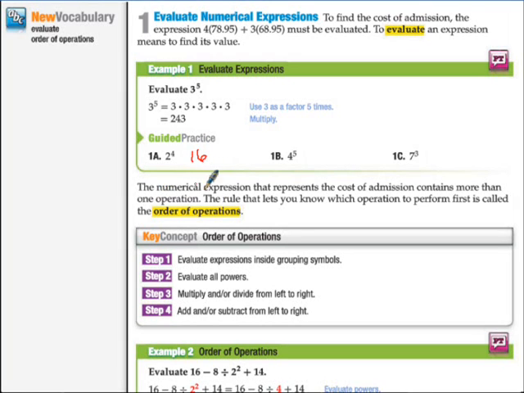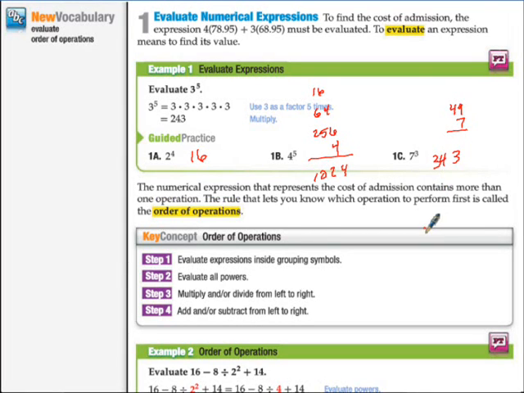Okay. 4 to the 5th. This might be a little bit harder for you, especially without a calculator. You could think of it, just do them one at a time. 4 times 4 is 16. Times 4 is 64. Times 4, you might not be able to do that one in your head. I can. It's 256. And then times 4 more. So that's 4, carry the 2. 2, carry the 2, so that's 1,024. And then 7 cubed is 49 times 7, so that's 343.